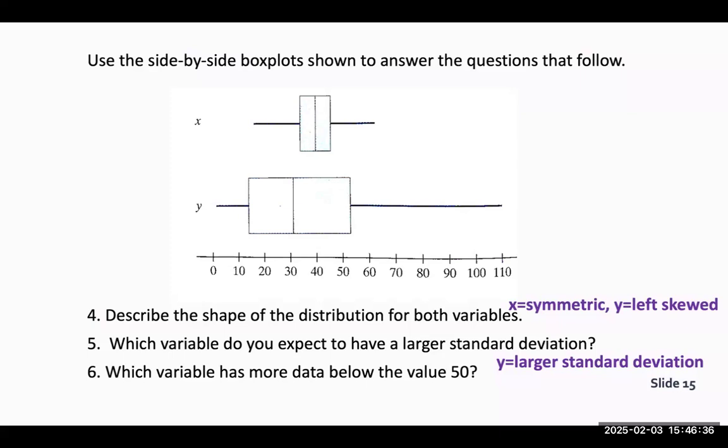So comparing those two, I would say that X has more data living below the value 50 than Y, because 50 is above the 75% mark for variable X, while 50 is below the 75% mark for variable Y.